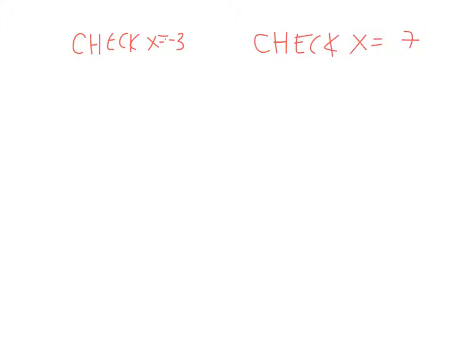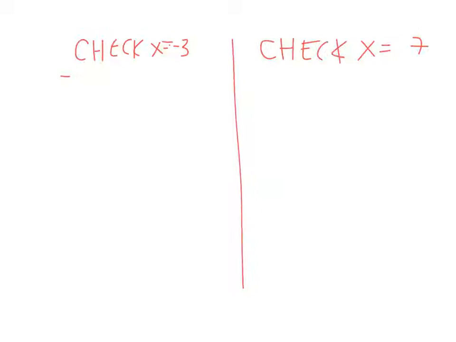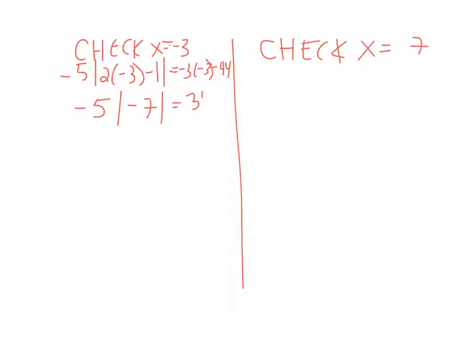So I still need to check my answers to make sure that the numbers that I got made sense and are not extraneous solutions. So I'm going to plug in -3, getting -5 times the absolute value of 2 times -3 minus 1 equals -3 times -3 minus 44. On this side, I get -5 times the absolute value of -7. And over here, when I simplify, I get -35. -5 times the absolute value of 7 does in fact equal -35, so that is a true solution.